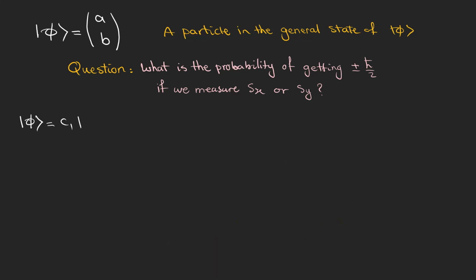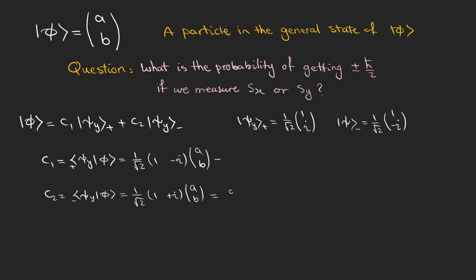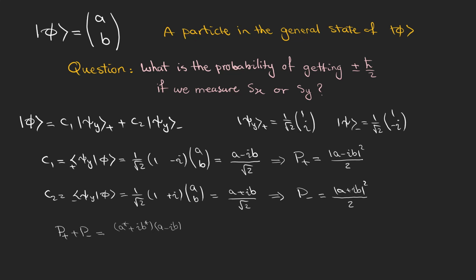We can do the same thing for y by expanding the state in terms of eigenstates of the y component of the spin. Again, we can find the probabilities p plus and p minus. And if we add them, the answer would be 1 as we expected.